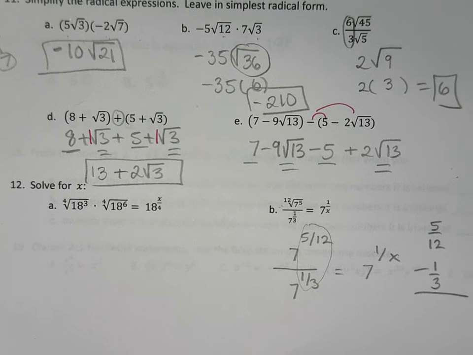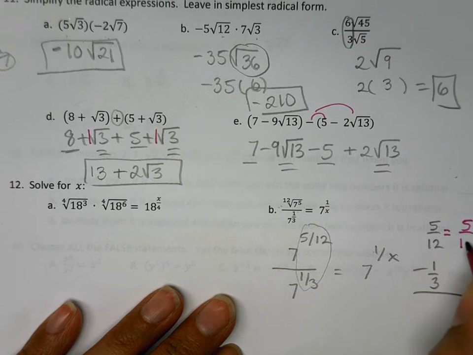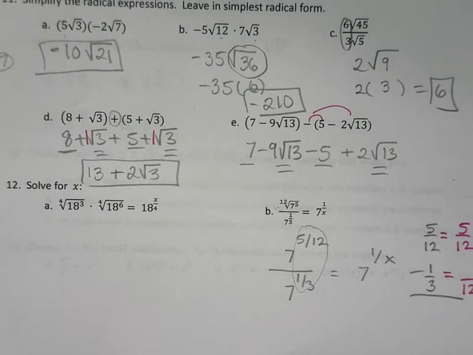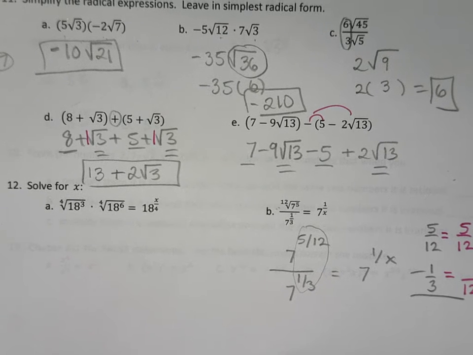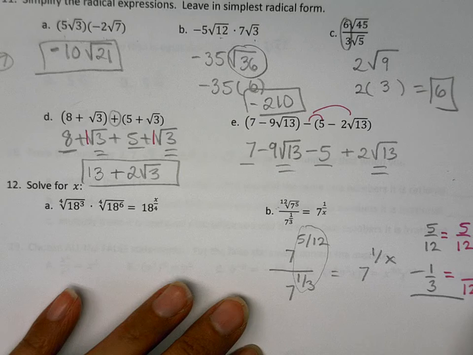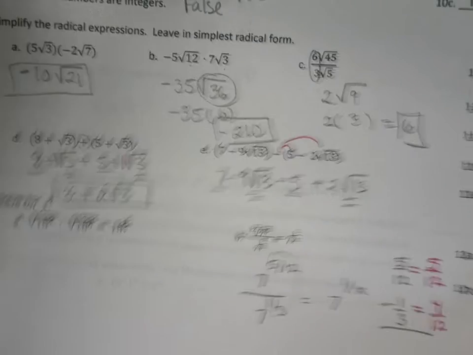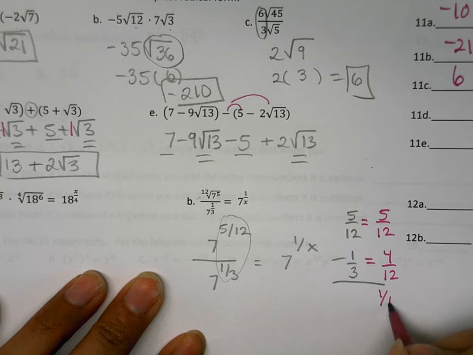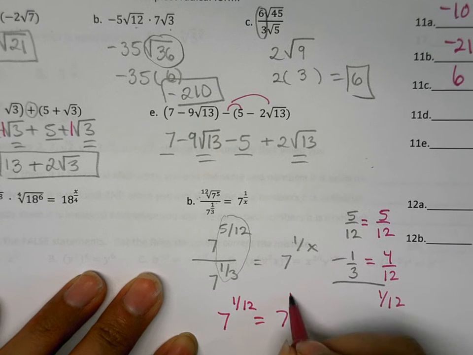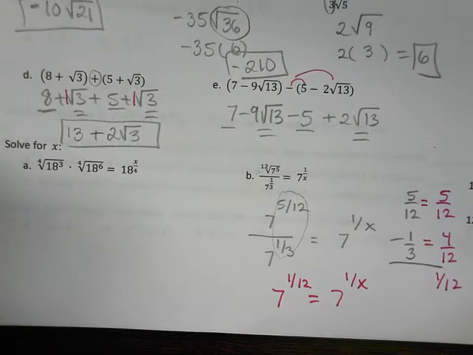And when we take away, do we need a common denominator? Yes. All right, so do it by hand or plug it in your calculator. All right, so work it out. What do you get? 1/12. 7 raised to the 1/12 equals 7 raised to the 1 over x. Bases are the same. What must x equal? 12.